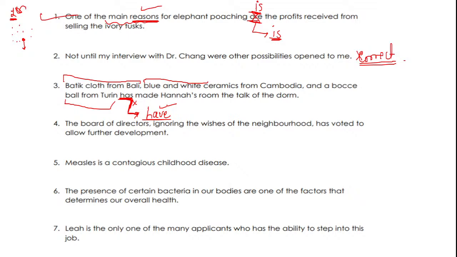Okay, the next question is, the board of directors, ignoring the wishes of the neighborhood, has voted to allow further development. So this particular statement is again a correct statement. Here there is no need to make any change because everything is sounding correct, everything is appropriate. Measles is a contagious childhood disease. This is again a correct statement. Here also there is no need to change.